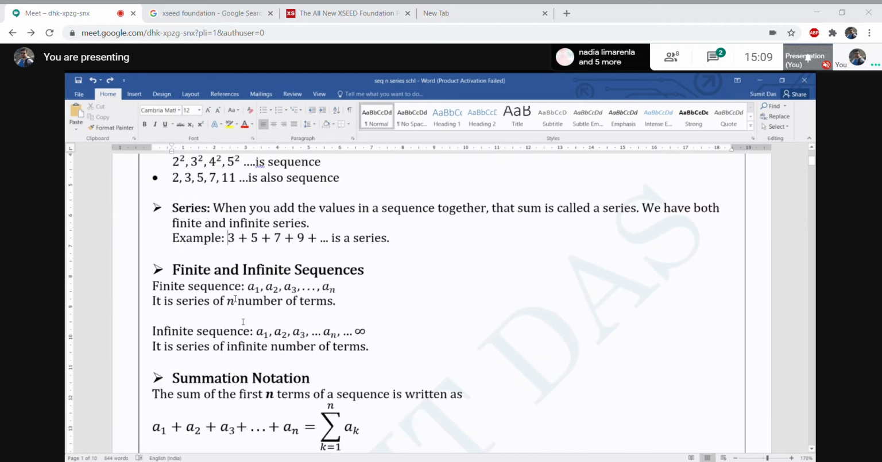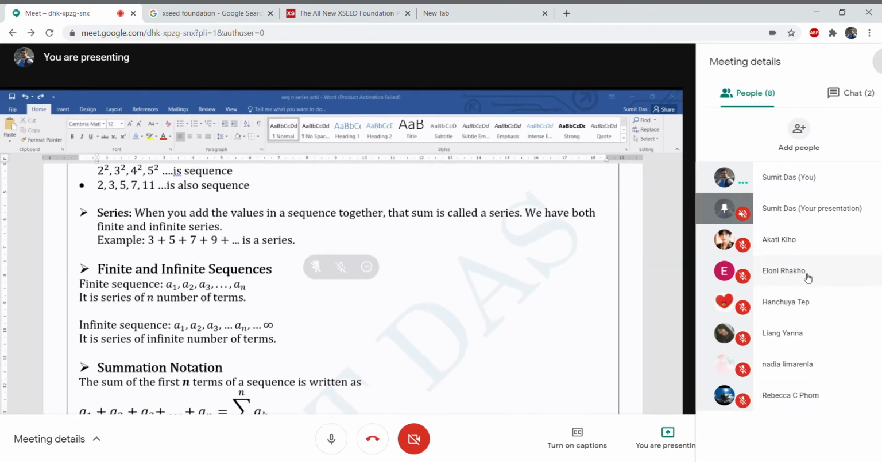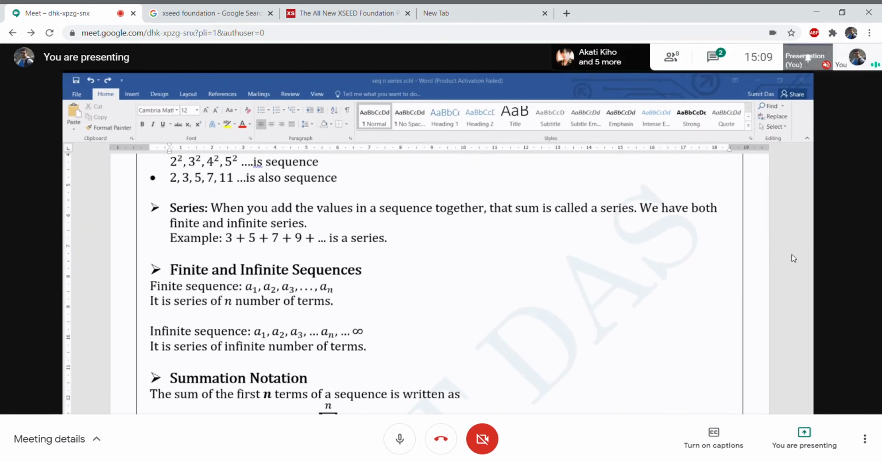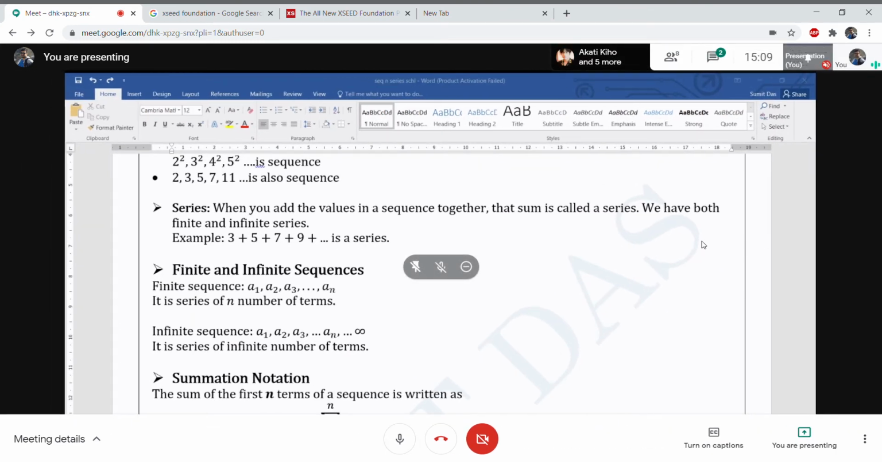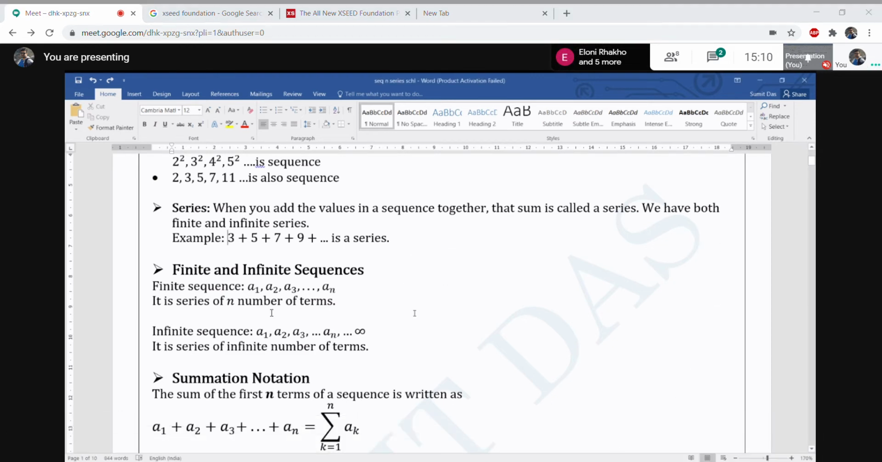Infinite series is like this: when we don't know the last term, that is called an infinite series. When the last term is clear, I mean the last term is given or available, it is called a finite series. And when we don't know the last term and the terms can go on infinitely, then it is called an infinite series.